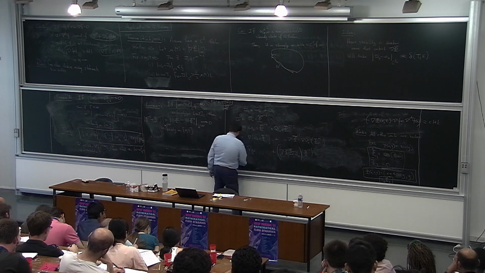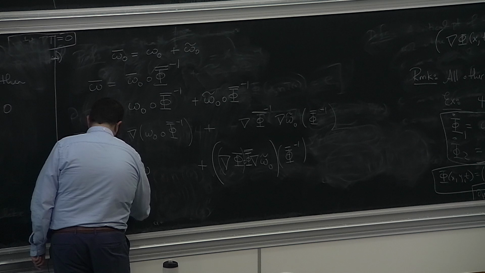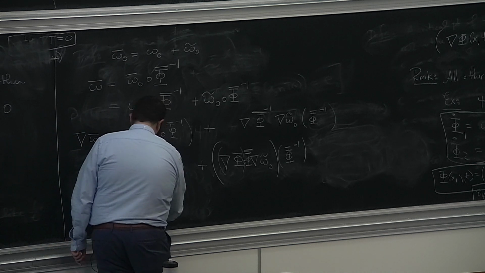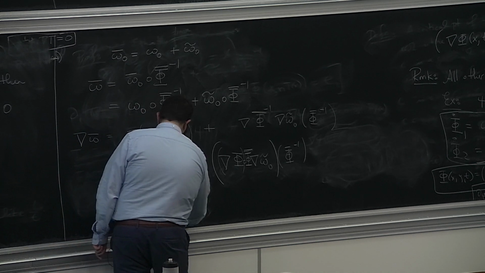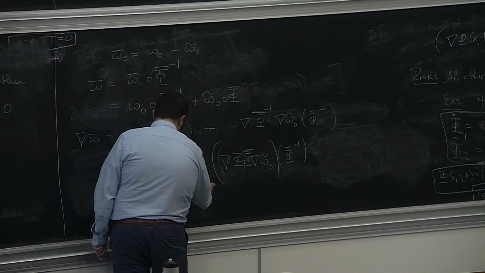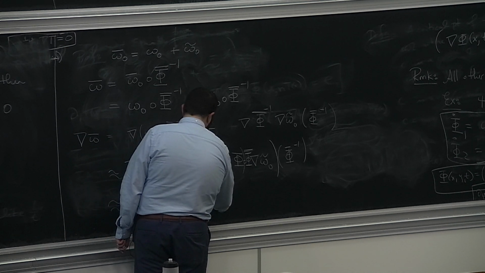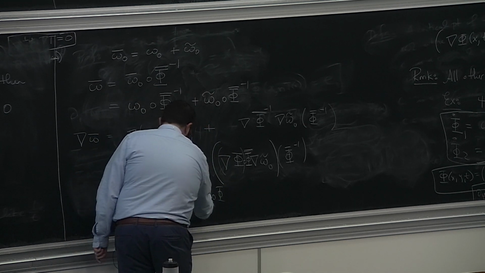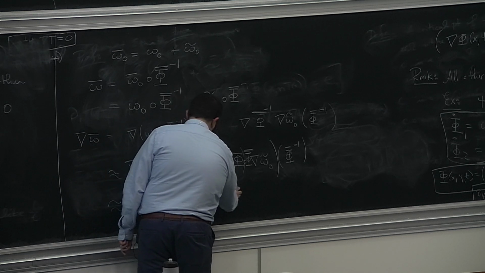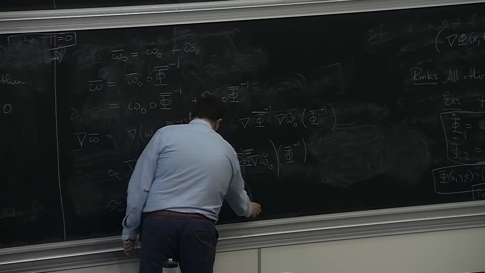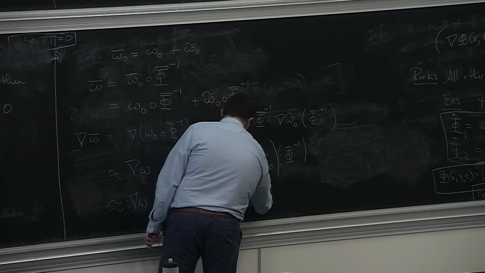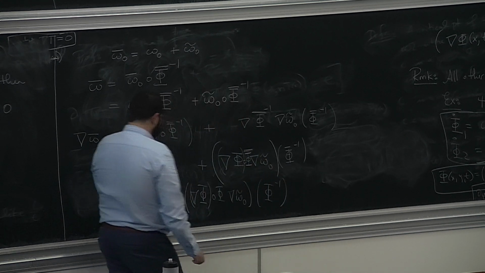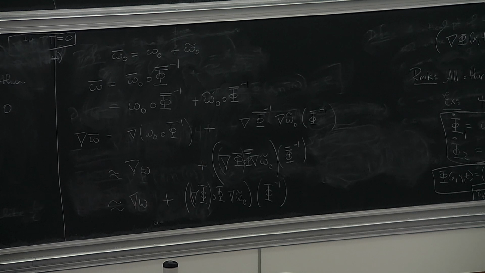Okay, so now you can say this is gradient omega plus gradient phi composed with phi. Yes? Can you explain again, please? I'm sorry. I was a little bit confused. Can you explain more once again?